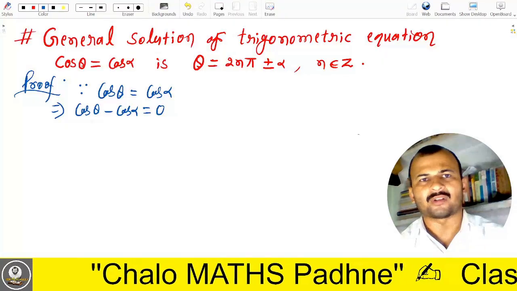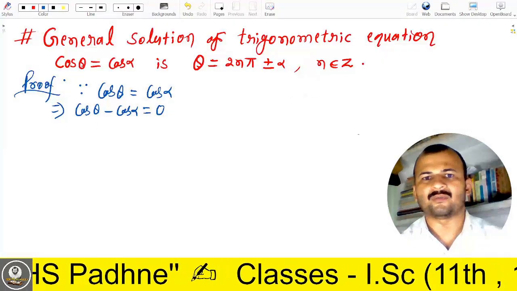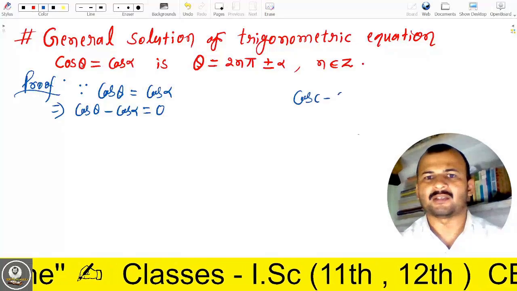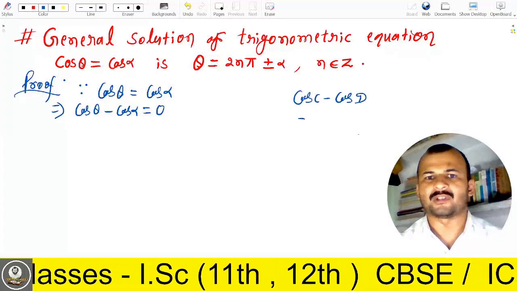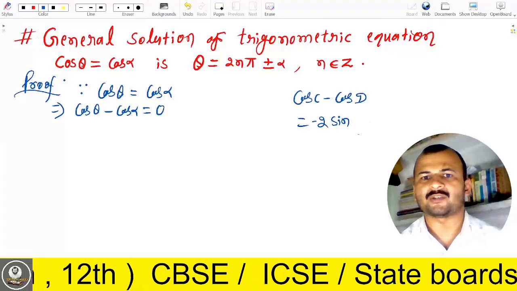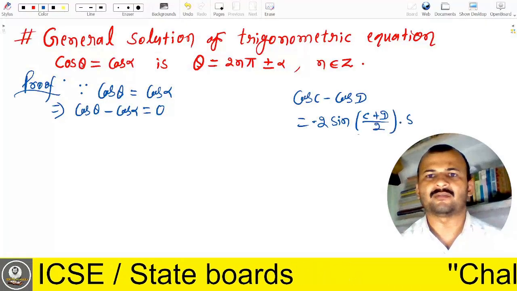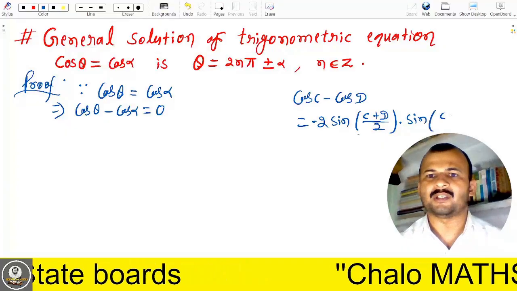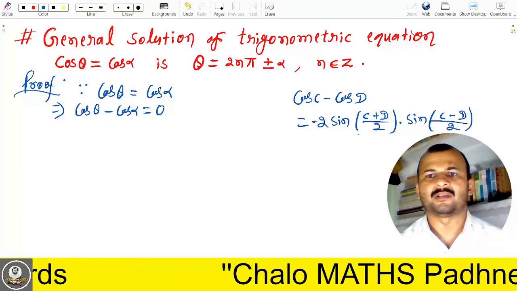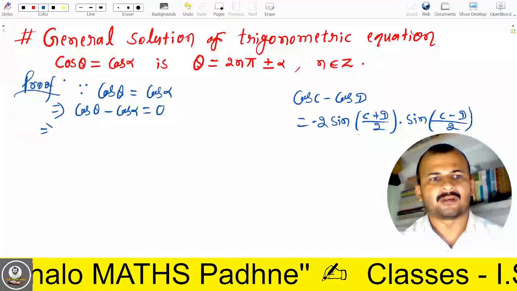We know that cos c minus cos d equals minus 2 sine (c plus d) by 2 into sine (c minus d) by 2. By using this we can solve here.